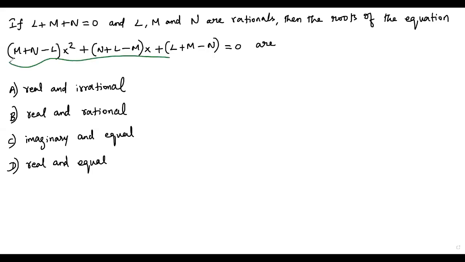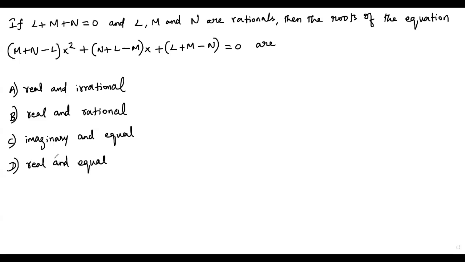Okay, here we have a quadratic equation, and we have to identify what type of roots we have. That is, we have to find the nature of the roots, whether they are real or imaginary, rational or irrational. Answer choice A says the roots are real and irrational, B says real and rational, C says imaginary and equal, and D says real and equal.